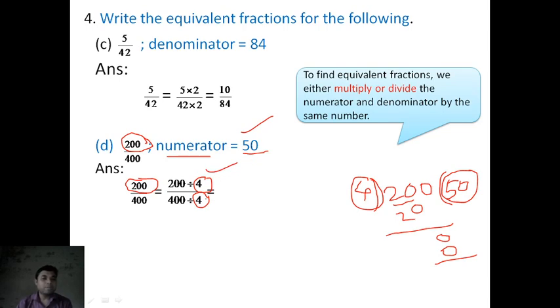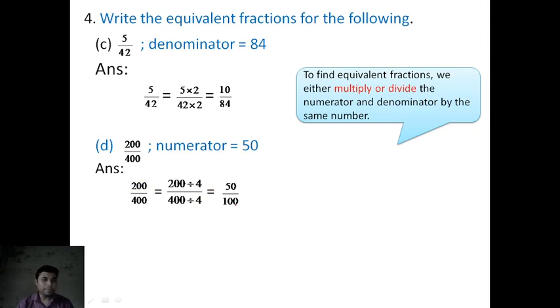So you have to divide the denominator also by 4. So what will you get? 50 by 100. So hope you understand it. Okay, practice it. Thank you.